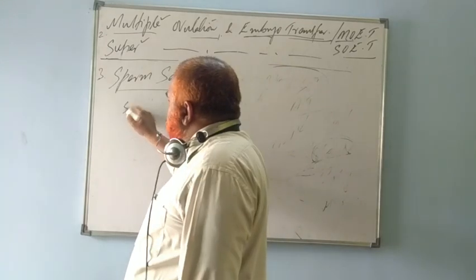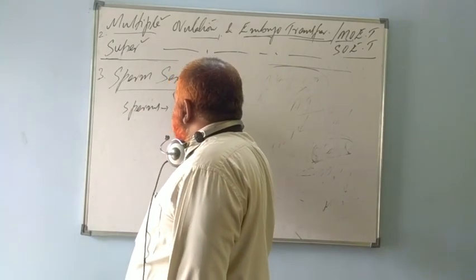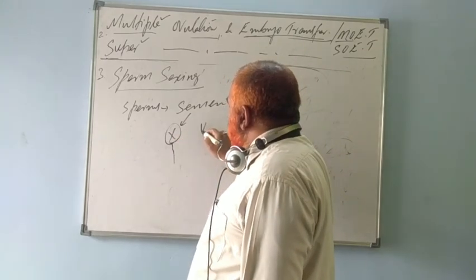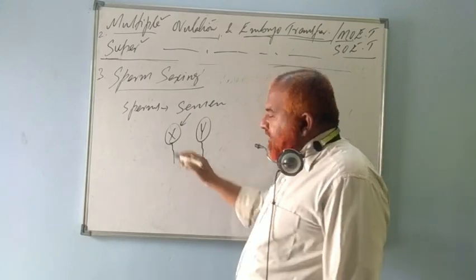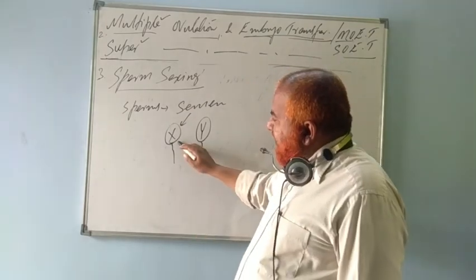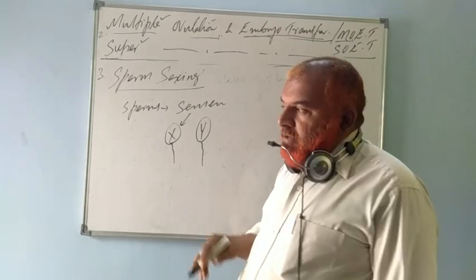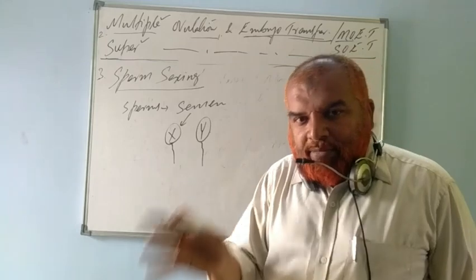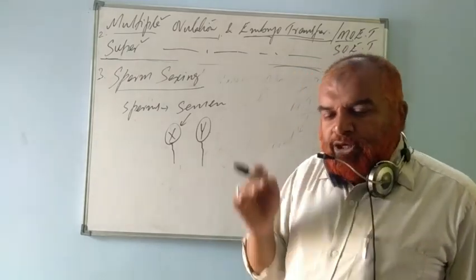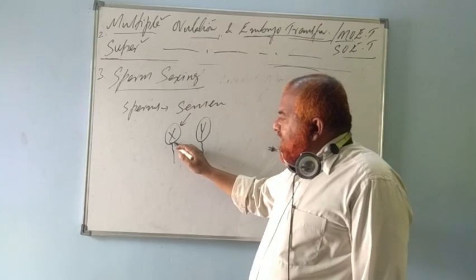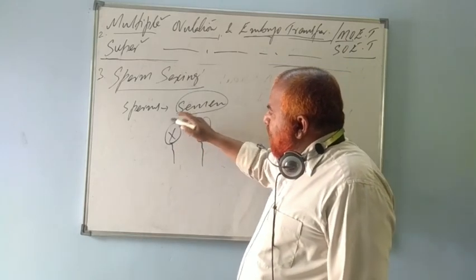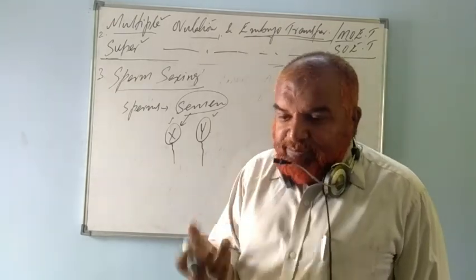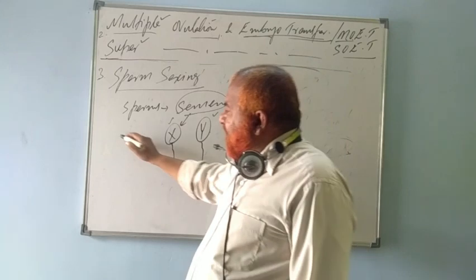It is to say that the semen contains both X carrying sperms and Y carrying sperms. Clear? When the ovum is fertilized by X carrying sperm, cow is born. When the ova is fertilized by Y carrying sperm, bull is born. XY male, XX female. In humans also the same. So semen consists of both X carrying as well as Y carrying sperms.